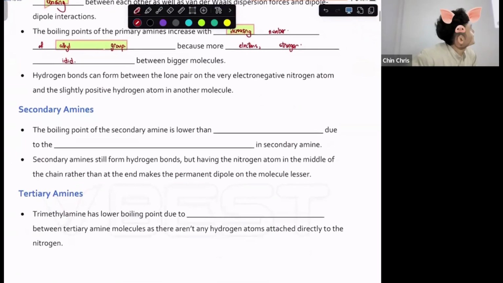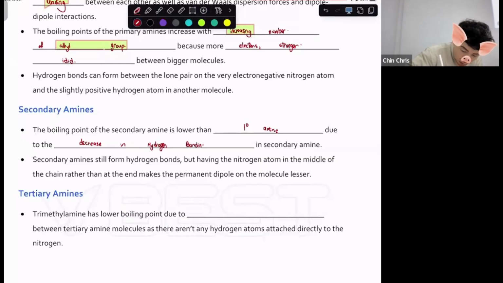Alright, guys. Next, we have secondary amine. For the boiling point of secondary amine, it's always lower than primary amine, due to the decrease in hydrogen bonding. Why? If you look at it, for secondary amine, you only have one NH. That's it.